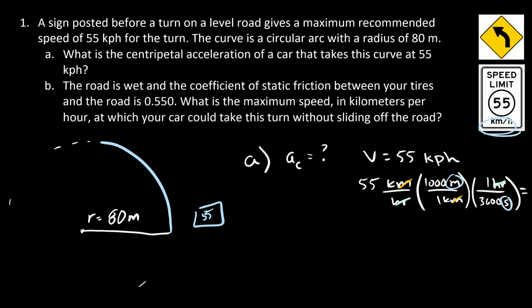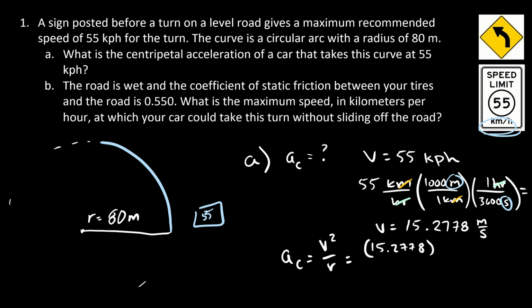So awesome, we can write our equal sign, and what our V ends up equaling in meters per second is 15.2778-ish meters per second. So we actually know this turns into a pretty simple plug and chug problem because we have our equation, AC equals V squared over R. We know our V and we know our R.